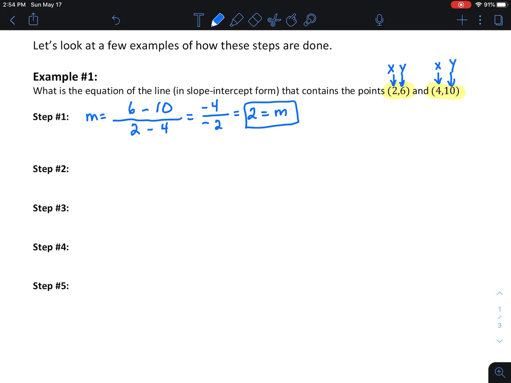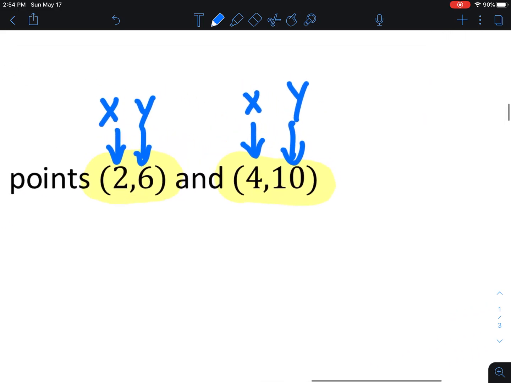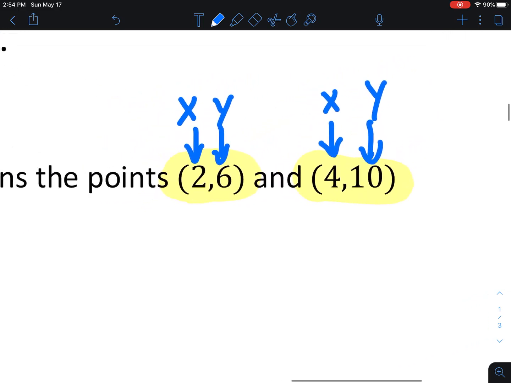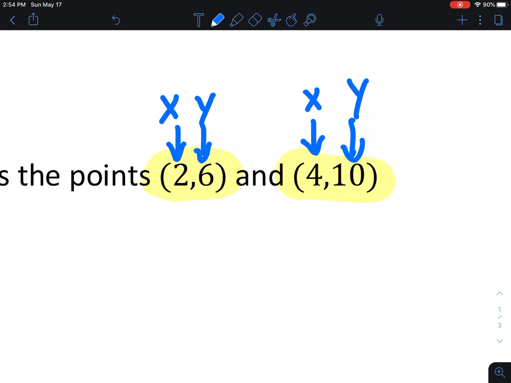Step number 2 says to choose one of the points and use its x and y value. Now, if you're looking at a set of coordinates like this, if you have a choice of which point to use, I'm going to give you a little advice. You're always going to want to look for the one that seems the simplest to you, okay? So if, for example, there's fractions, you might not want to use that point. Or if there are negatives, you may not want to use that point. Sometimes you don't have a choice, but you should always use the ones that you think are simplest to use. For me, those tend to be positive numbers and small numbers.